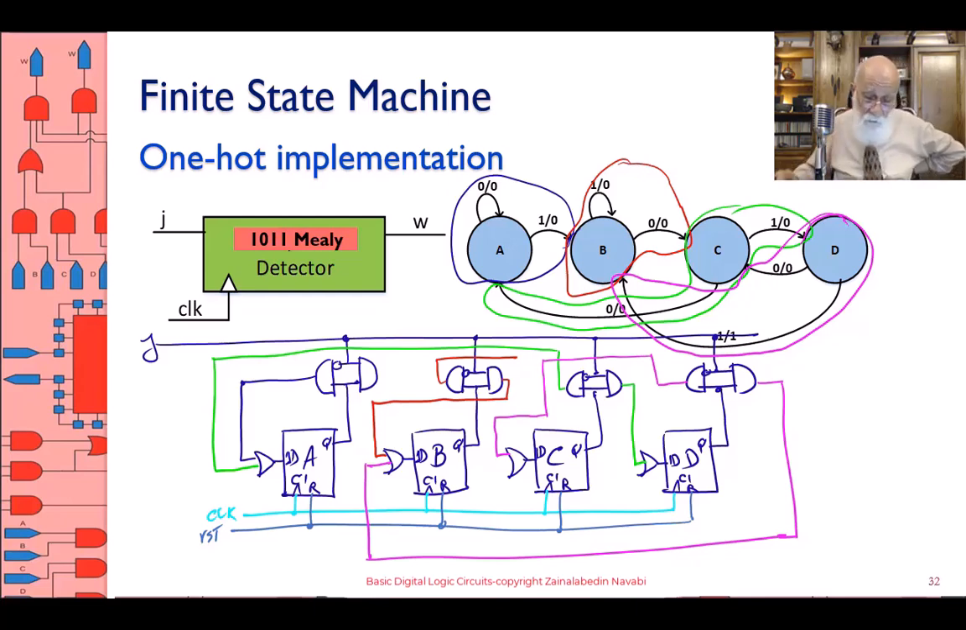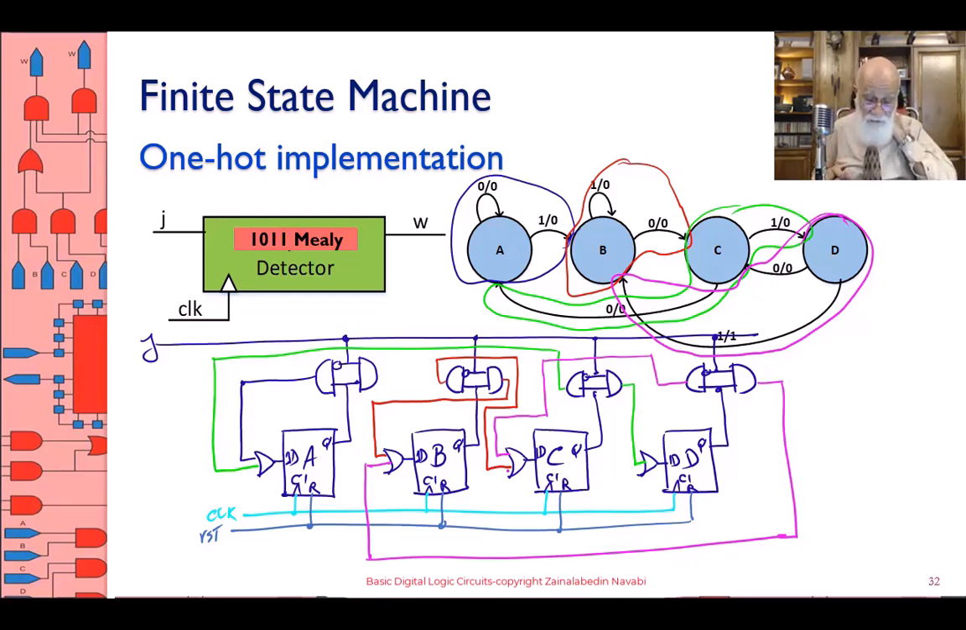Put back the red one. The OR gate on D, I don't really need that. But that's okay. To be consistent, it's good to have a slice and keep repeating it.